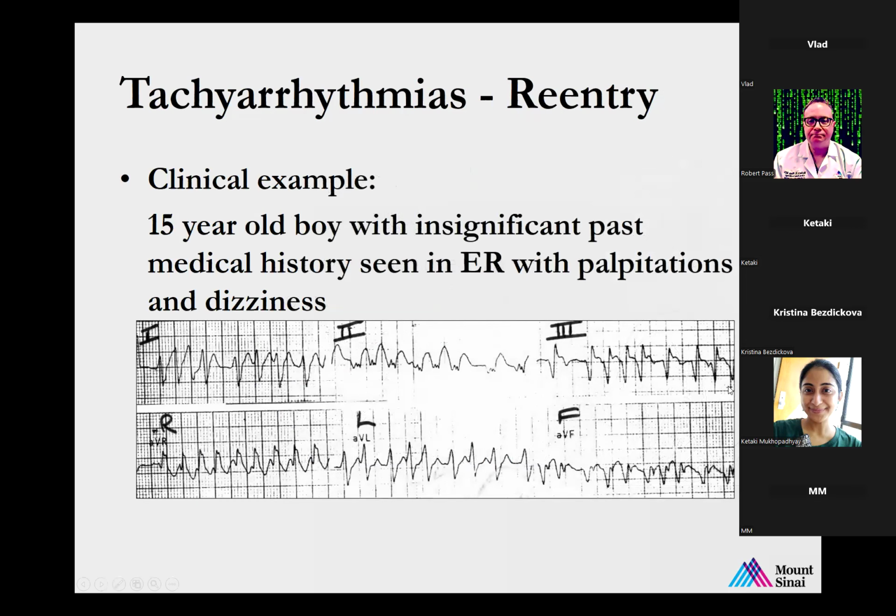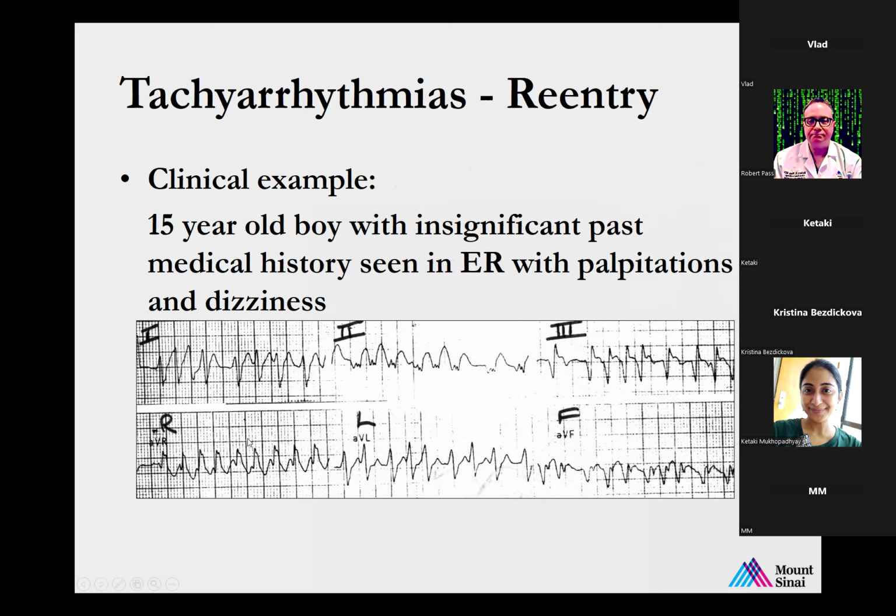And this is an example of a 15-year-old boy who came in with an insignificant past medical history, was seen in the ER with palpitations. And what we see here in this tracing is a wide QRS tachycardia that is very rapid. Some of the R-to-R intervals are as fast as 300 beats per minute.